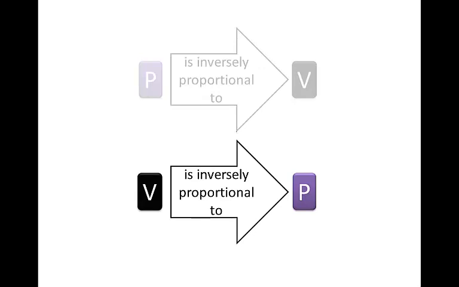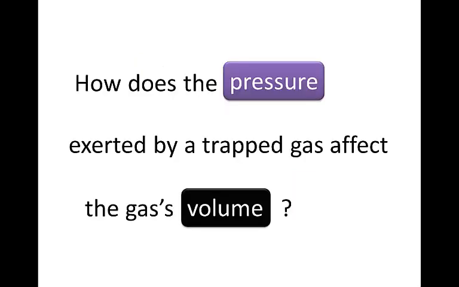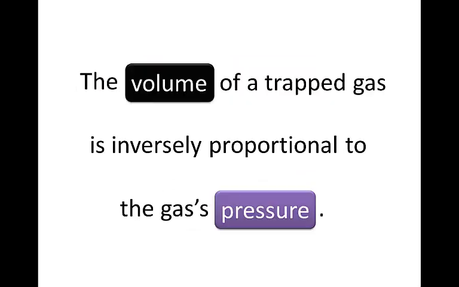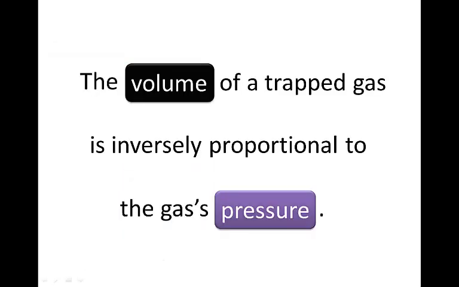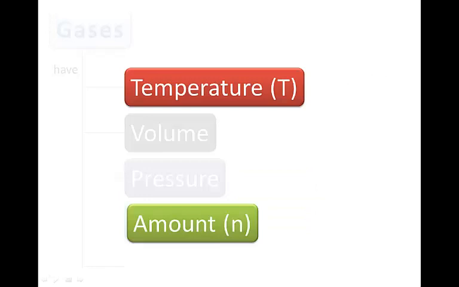We started off asking the question, how does the pressure exerted by a trapped gas affect the gas's volume? And our answer to that is the volume of a trapped gas is inversely proportional to the gas's pressure. And by saying this, we imply that all other important variables are controlled. So this is only true if the amount of gas is constant. Well, if it's a trapped gas, it can't change. And it's also only true if the temperature of the gas is constant. Although that's not mentioned here, it is implied.